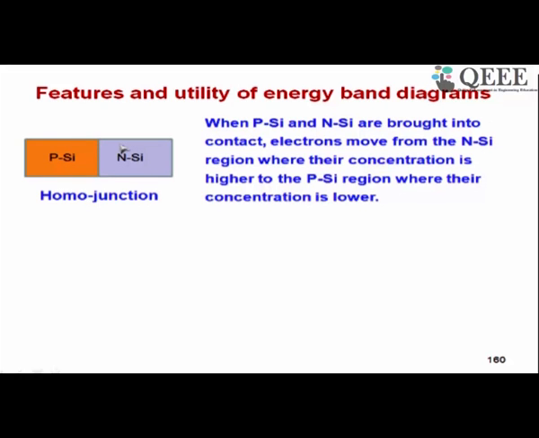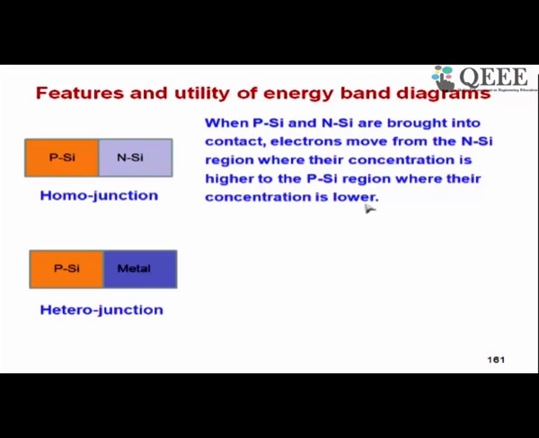In such a case, electrons move from n silicon where their concentration is large to p silicon where their concentration is low. So you can predict various phenomena in this device based on concentrations of carriers. However, supposing you take a situation like this, you are joining a p-type silicon and let us say metal. So you replace the n-type silicon by a metal here. This is a heterojunction because the two sides of the junction are different materials. Now what happens?